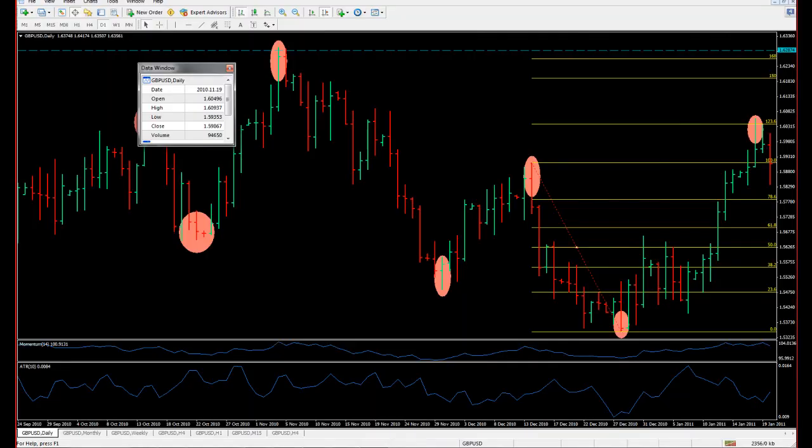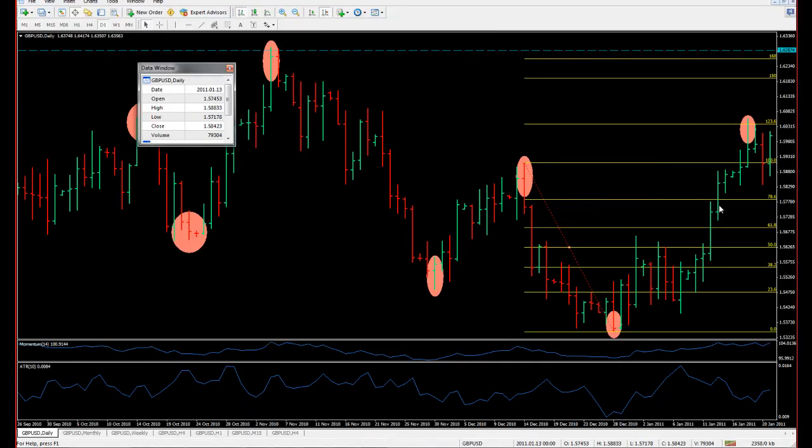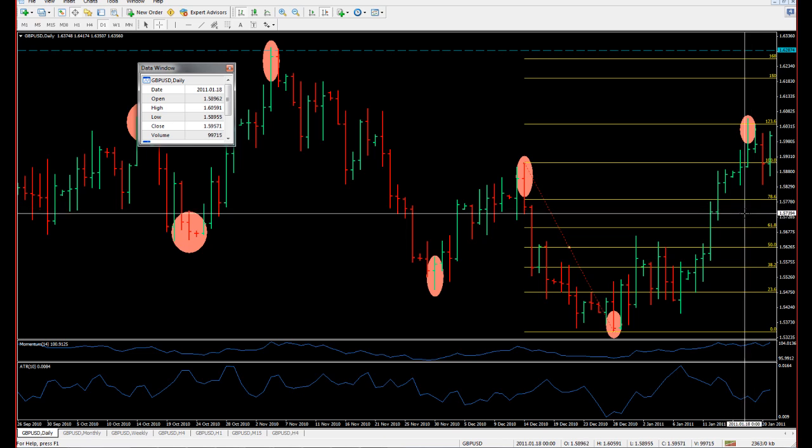31st January 2011. Now, so we keep going. So this is a swing high now. So this is an uptrend, right? So we got a variation 5 basically.